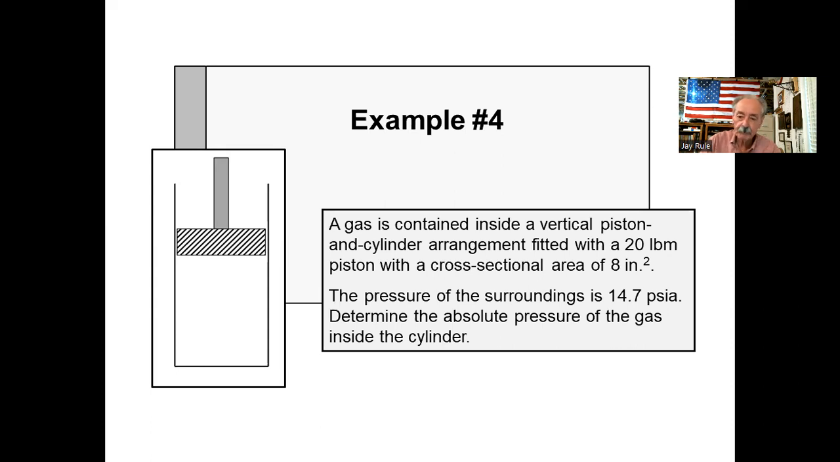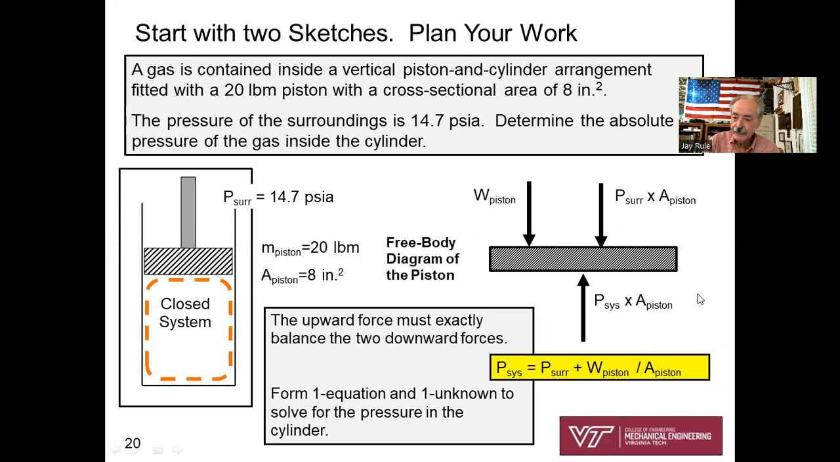Okay. It's going to be the same approach. In fact, I can copy and paste the sketches and setup. So I've done that. All I did was change the numbers and the units. So in creating the presentation, it was really pretty easy. And so you derive this exact same result. But now we've got to go through the mathematics and the units. P of the system is P of the surroundings plus W piston over A. Weight of the piston.